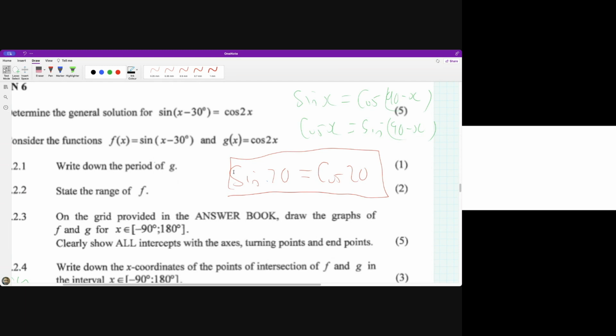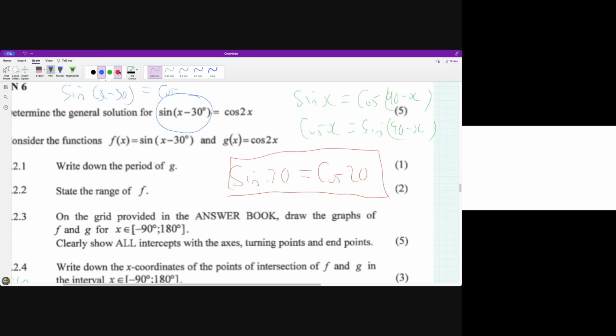Now, what I want you to do is change this side of the equation to be in terms of cos. Can you rewrite the sine of x minus 30, but write it as a cos? Can you do that for me? What would you get?